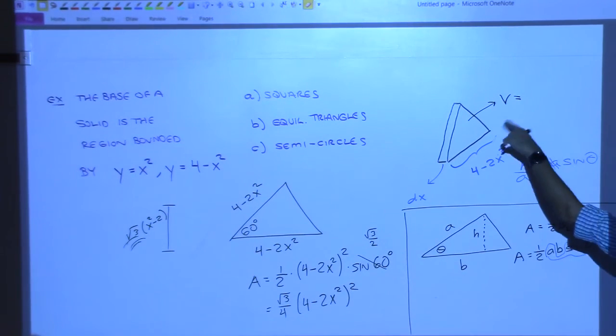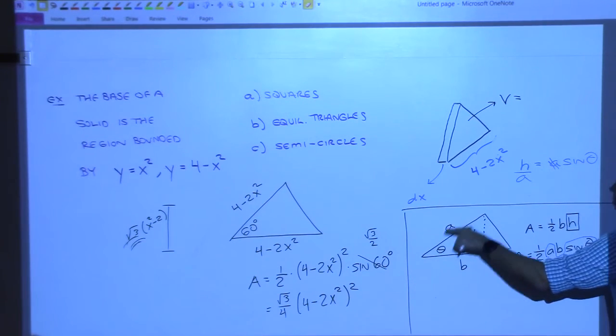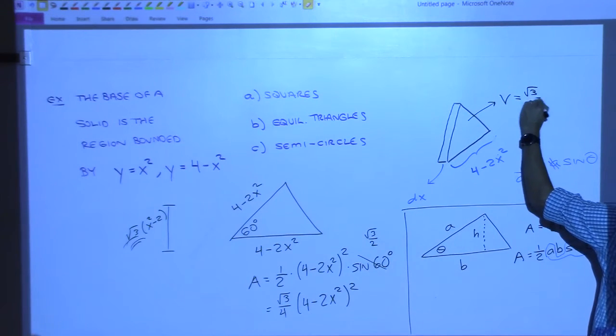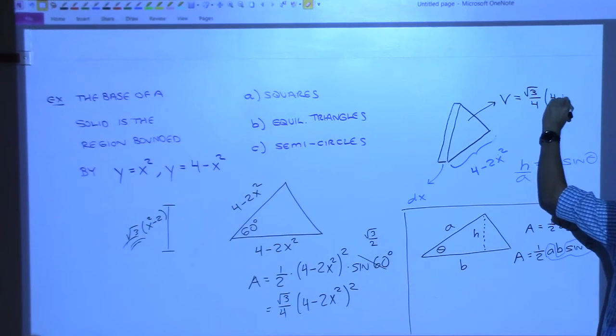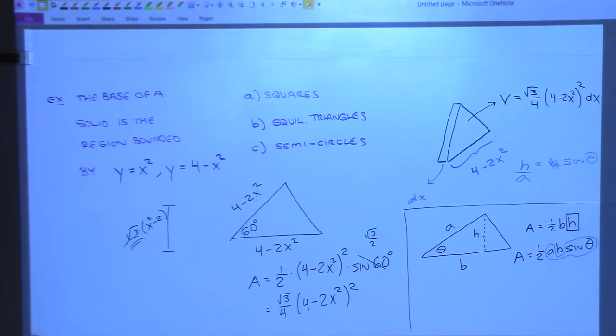Of this one little sliver piece? That's the area, right? So it's the area times the depth of it. So it's just root 3 over 4 minus 2x squared dx. Would you all agree that this formula was a lot easier to work with? Okay. Way quicker. Way, way quicker.